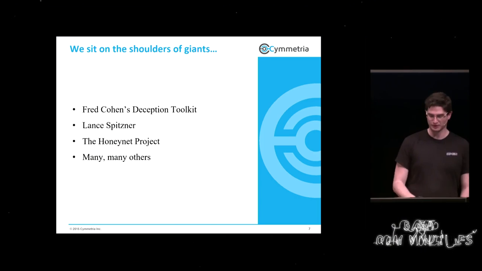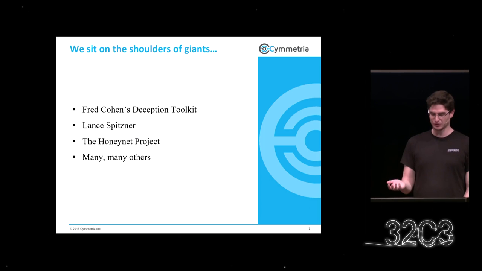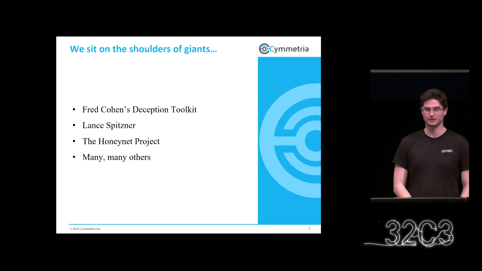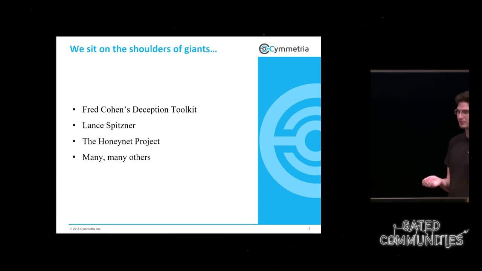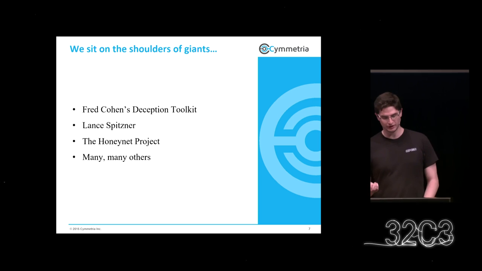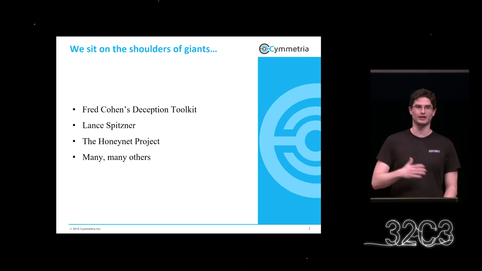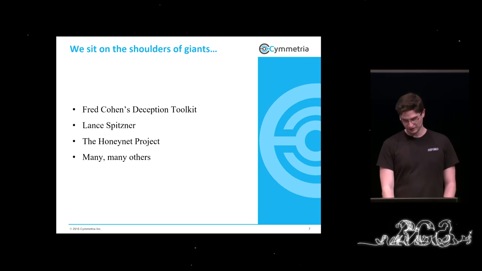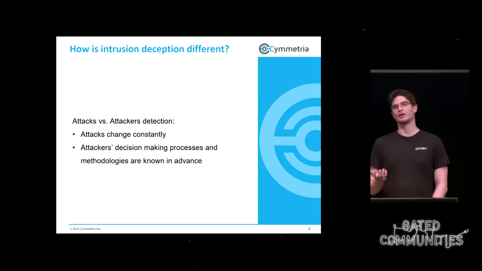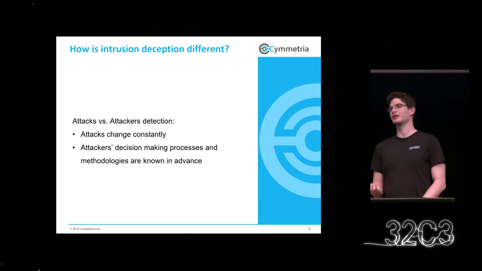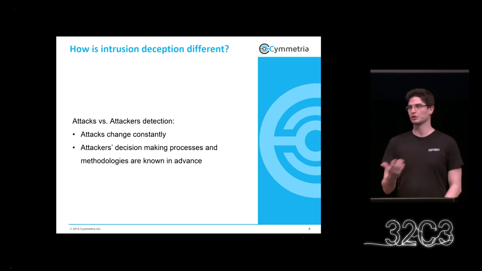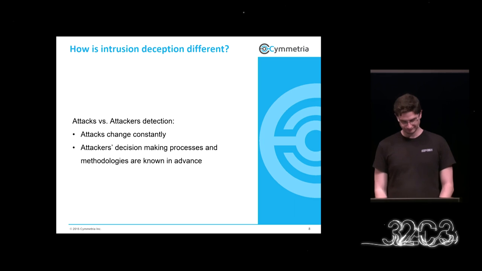Right, so a lot of people have been advancing this field a lot. Even a lot of German people. Fred Cohen's Deception Toolkit was the first thing that ever came out that talked about deception. Lance Spitzner and the Honeynet Project have been doing very amazing work, and they've really advanced this field a lot over the last few decades. But what we will be talking about is how the perception of what honeypots can do for us today is very different than what people usually perceive that they do.